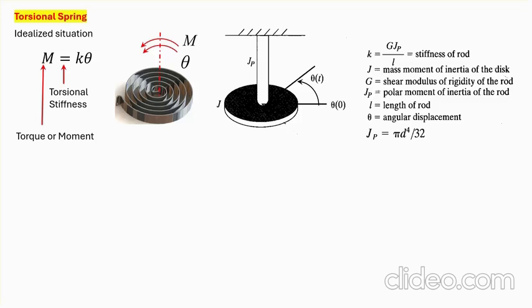J is the mass moment of inertia of the disk, which is 1/2 mr squared, m being the mass of the disk, and r is the radius of the disk.